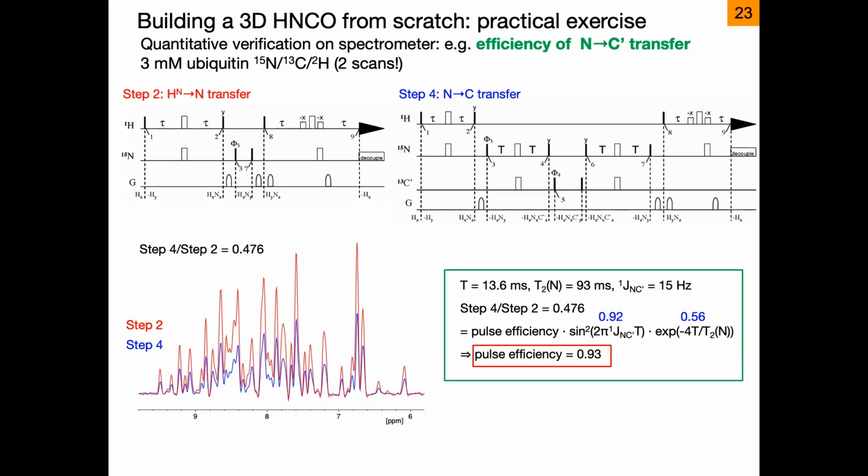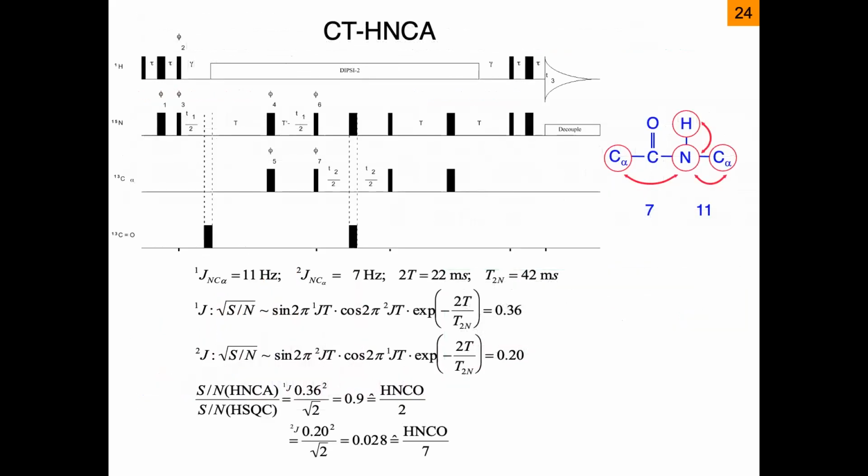And this is how you would debug something that is not working. I mean, you have an idea what you expect, and if it's not matching, then you need to double check what it is. This is, I think, all I wanted to say for the basic HNCO. We can make an HNCA out of the HNCO.